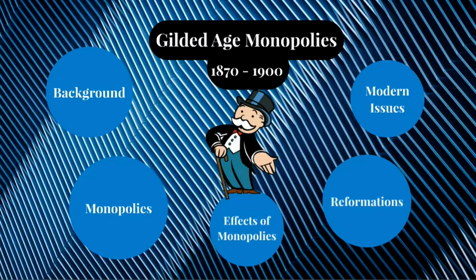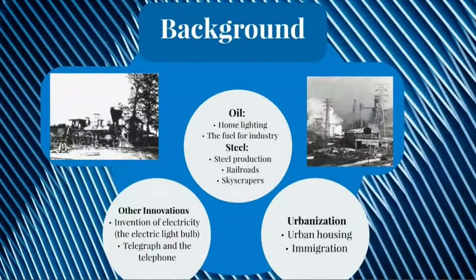Okay, so our group is doing a presentation on Gilded Age Monopolies, and we'll start off with the background. So, the post-Civil War era was a time when there were many innovations and new technologies, and one of these was oil. Oil revolutionized the way that people lighted their homes, fueled their vehicles, and powered their industries. Another one of these innovations was the production of steel.